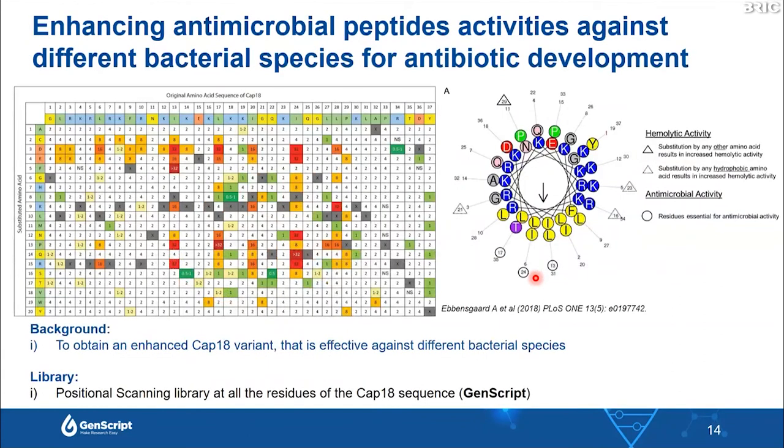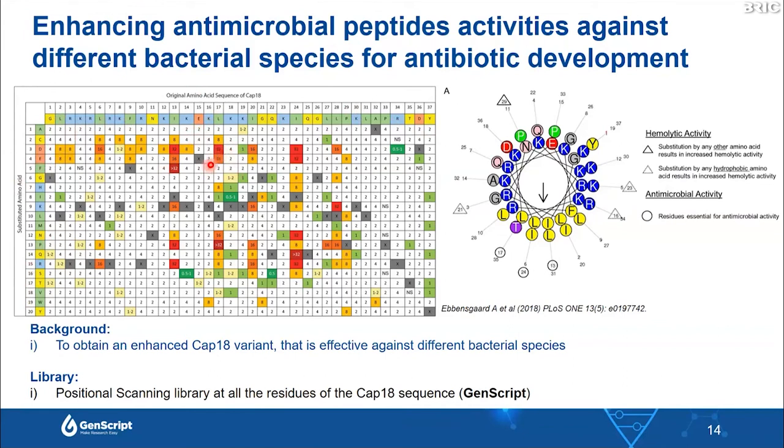In this following case study from Evans, Scott et al., published in PLOS ONE, they generated a positional scanning library with GenScript at all the residues of the Cap18 sequence to obtain an enhanced Cap18 variant that is effective against different bacterial species. Cap18 is an antimicrobial peptide that can act as an alternative to classical antibiotics. In this figure, the original peptide sequence is shown above, and the respective substitution is shown here for each amino acid.